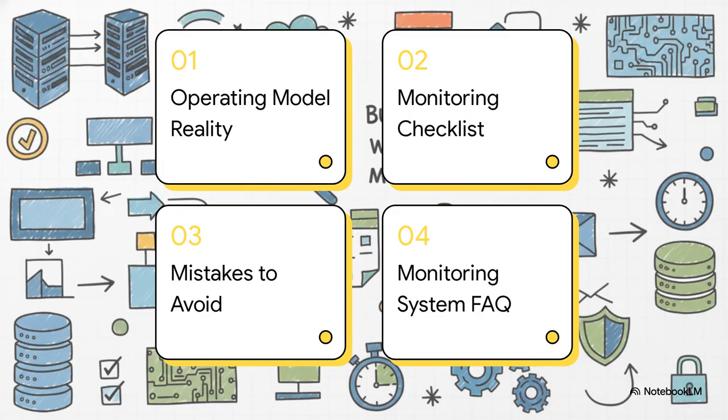To fix this, we've got a really clear playbook today. First, the operating model reality. Second, a reliable monitoring checklist. Third, common mistakes to avoid. And fourth, a quick monitoring system FAQ. Let's just dive right in.